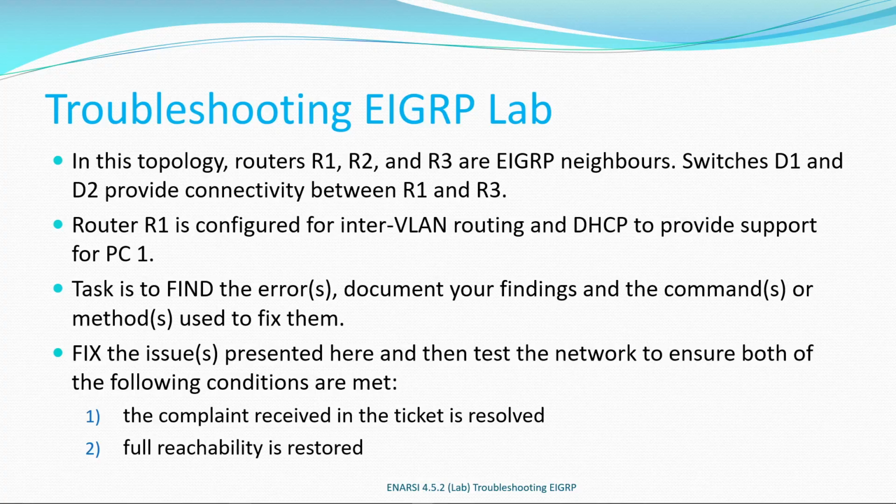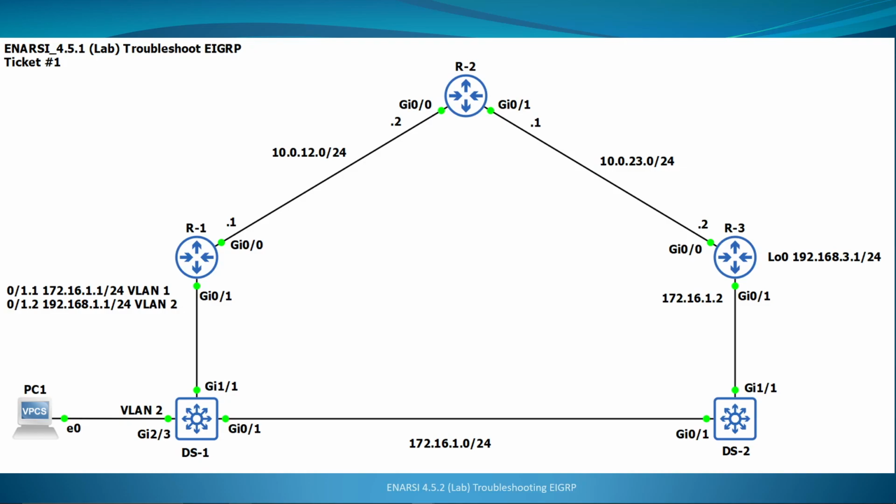So this one is 4.52 and we're troubleshooting EIGRP again. Same topology as the last ticket. So we have 3 routers, 2 switches and a PC. The idea is to work our way through to resolving the ticket. And just in case you forgot the topology in use, here it is. That's our reference topology used in the first 2 tickets.